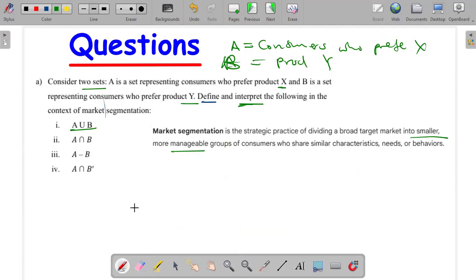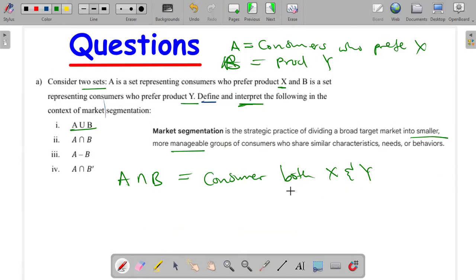So the intersection A intersect B. What is A intersect B going to be? We say that these are the consumers that like both products, those that prefer both products. So these both like X and Y. Then what do we interpret of this?